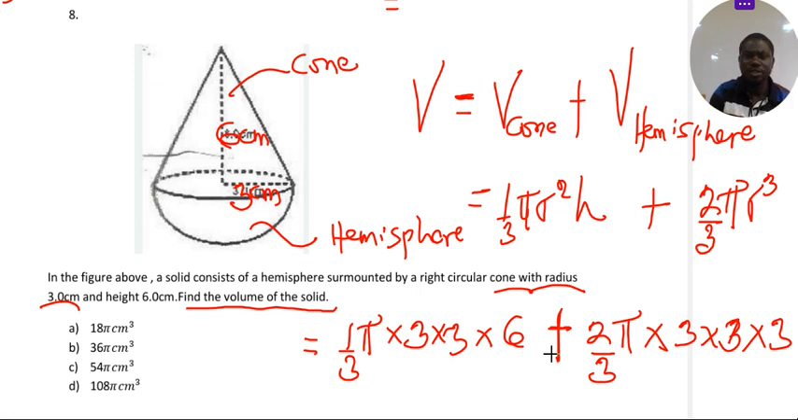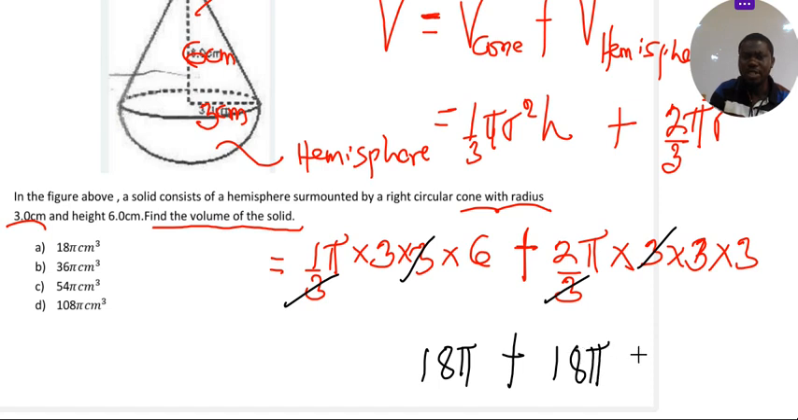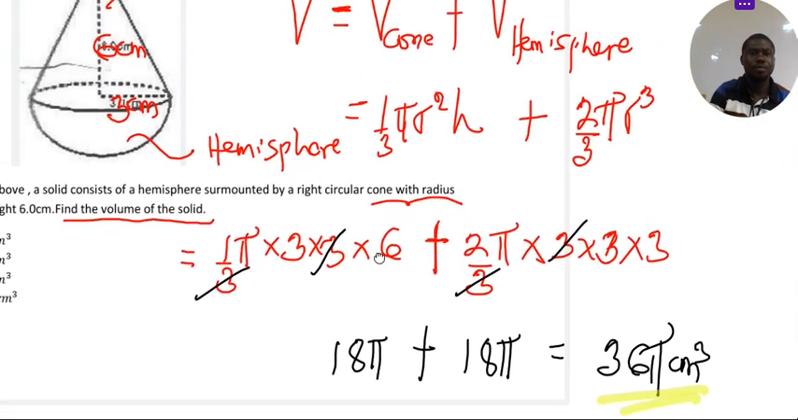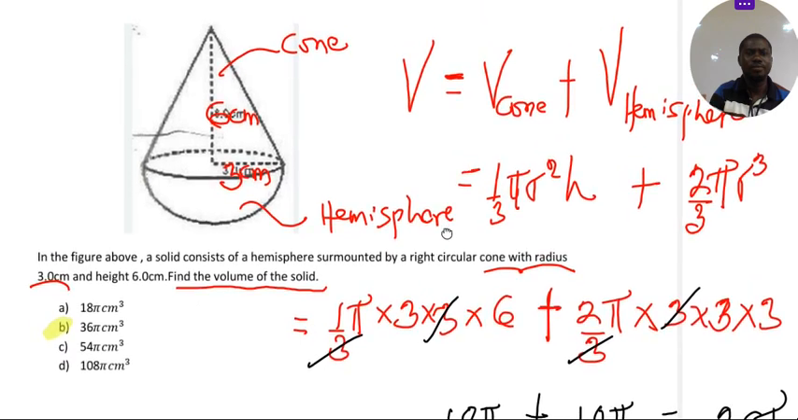Definitely we have cancellations. 3 cancels 3. So here we have 18 pi, 6 times 3, we are left with 18 pi there. Plus here we have 3 times 3 times 2, 18, plus another 18 pi. 18 plus 18, that's 36 pi. So we are finding composite volumes: 36 pi cm cube, option B. So volume of a composite solid can be very straightforward.